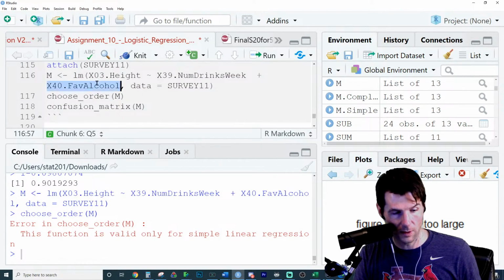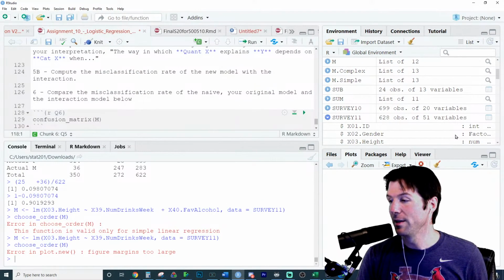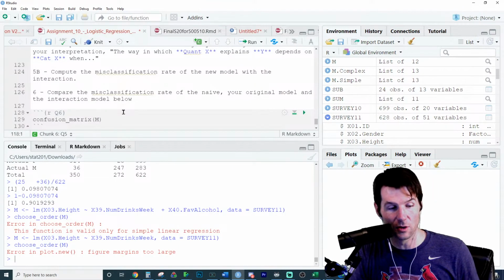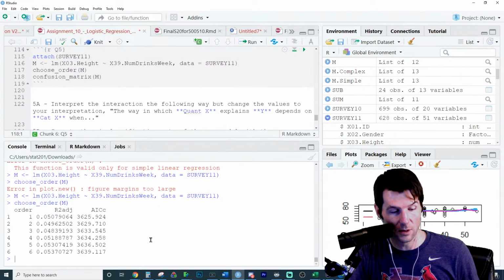Did I not save? Oh, because we got another variable. Figure too large. Is the fit of the data with how close it is to the truth? Exactly. It's how close our model is to the truth. And you can see the AIC right here being measured.